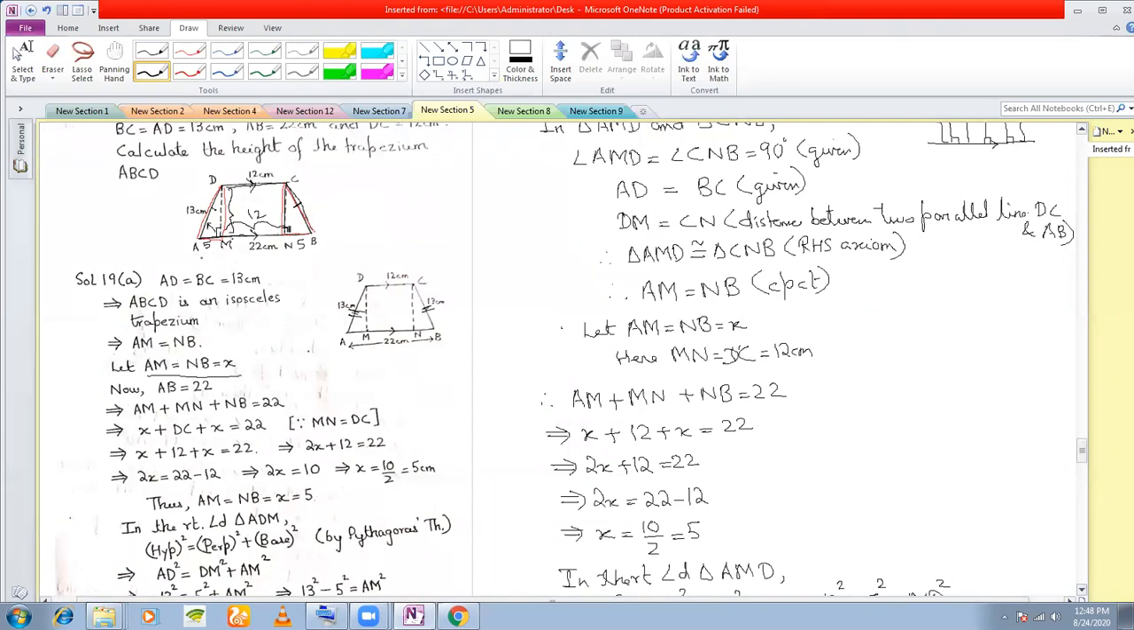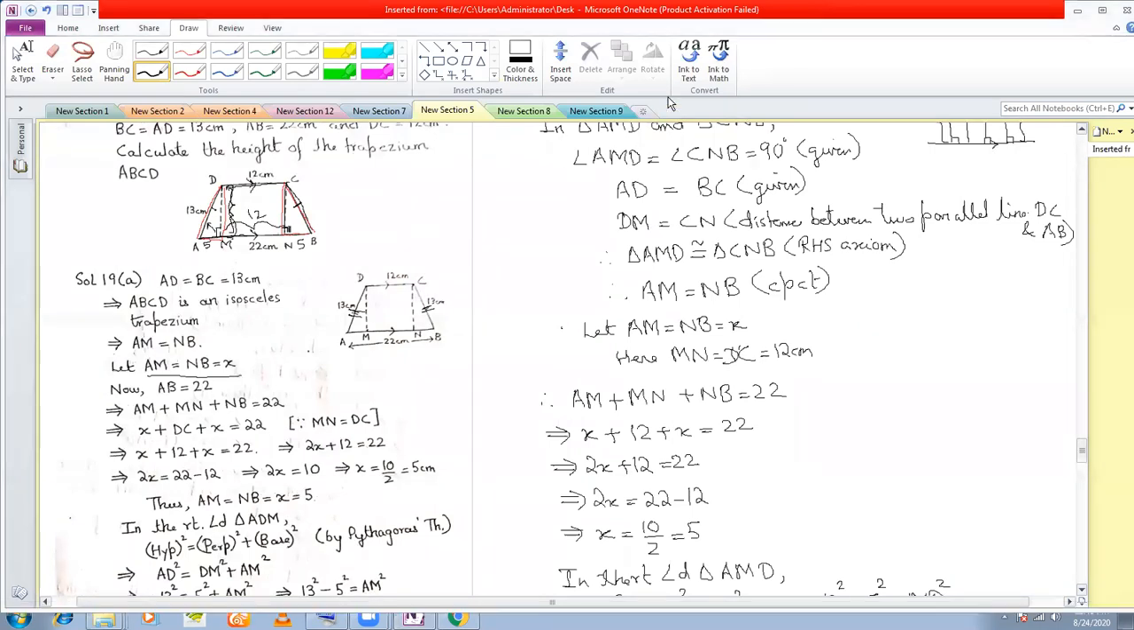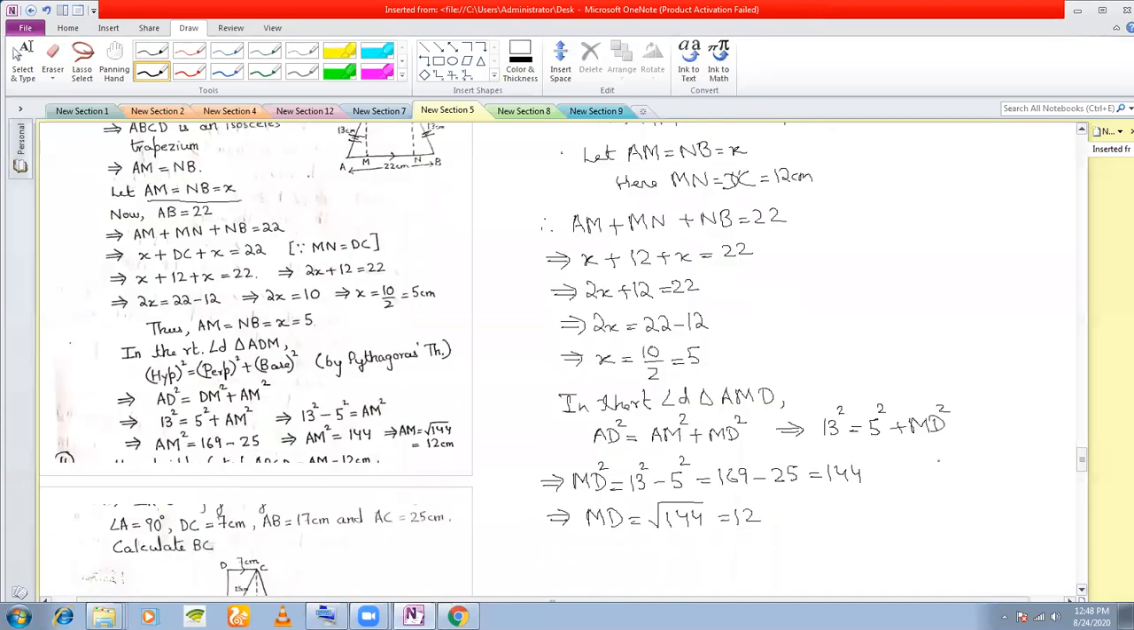In this trapezium, this MD is the height, right? Yes, sir. So we have managed to find out MD here. MD is 12 centimeter. Therefore, height of the trapezium is 12 centimeter.